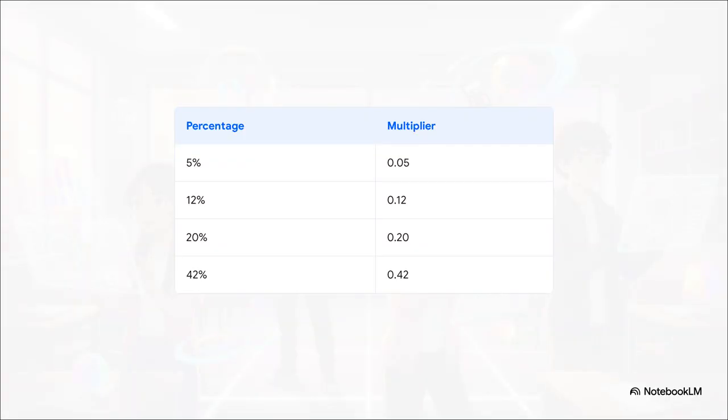So, what exactly is a multiplier? Well, it's really just a percentage written out as a decimal. You build it simply by taking your percentage and dividing it by 100. Finding 42%, your multiplier is 0.42. Finding 5%, it's 0.05. Mastering this really basic fundamental conversion is the bedrock of literally everything we're about to do.